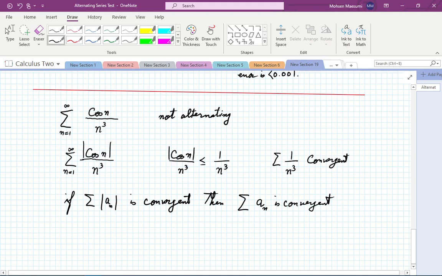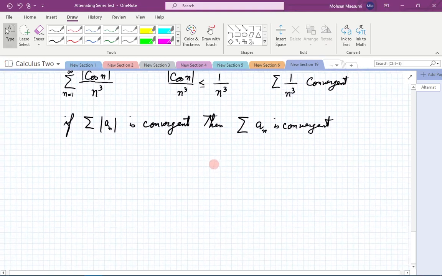Okay, so we are going to postpone the proof of this to another lecture. So right now we're just going to practice. The other possibility is that the series is convergent, but the sum of the absolute values is divergent. So let's go ahead and show an example of that.